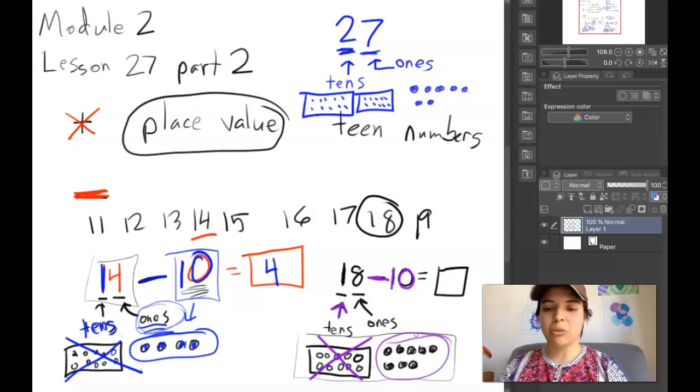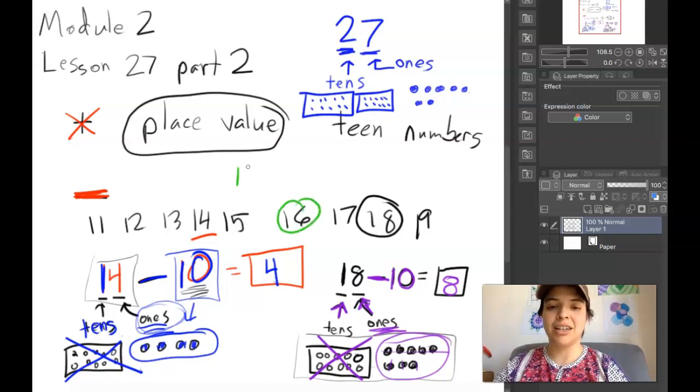That 10 is gone, and all we have left are the ones. And do you remember how many there were? How many ones did we say that we had? Do you remember? 8 of them. You could even count them. I know this is quick math, so 5, 6, 7, 8. There were 8 ones. 18 minus 10 equals 8. How about that? And that works with any teen number where you are subtracting 10.